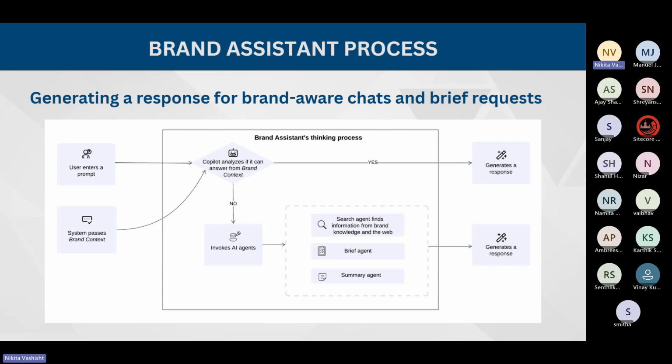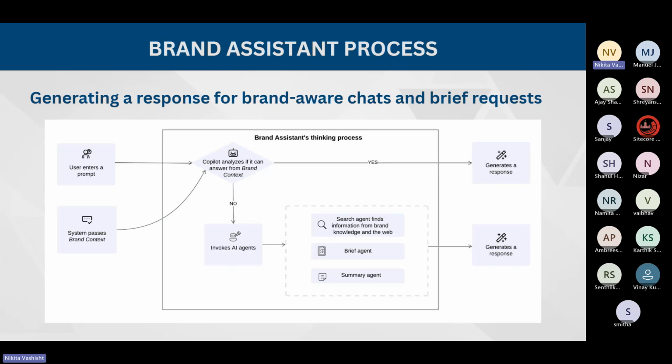Now, let us go through how the brand assistant's thinking process works when a user gives a prompt. This diagram shows how brand-aware chats and brief requests are generated. Let's say a user has given a prompt related to a brand or any industry that we want to find the answer for, for which we have created a brand kit. Simultaneously, once the prompt is given, the system passes all the brand context. Once both are passed, the brand assistant starts its thinking process.